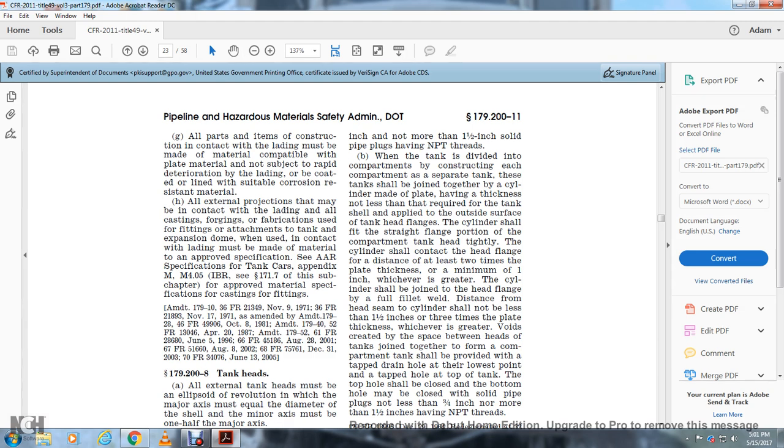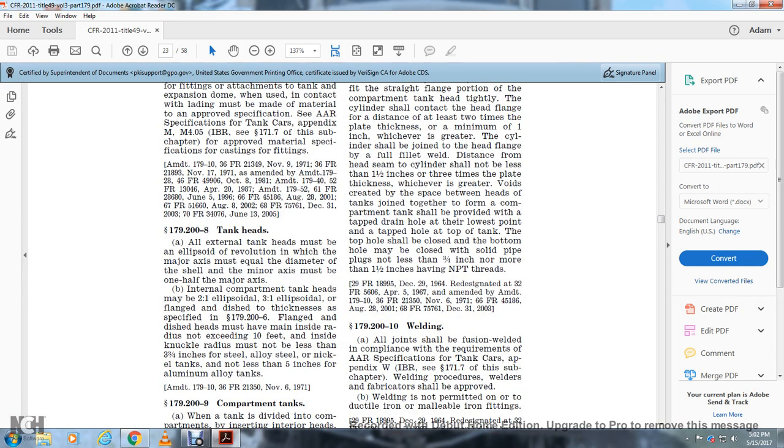Appendix M, M4.05, IBR 177 for the subchapter, approved for the material specification for the castings and the fittings.